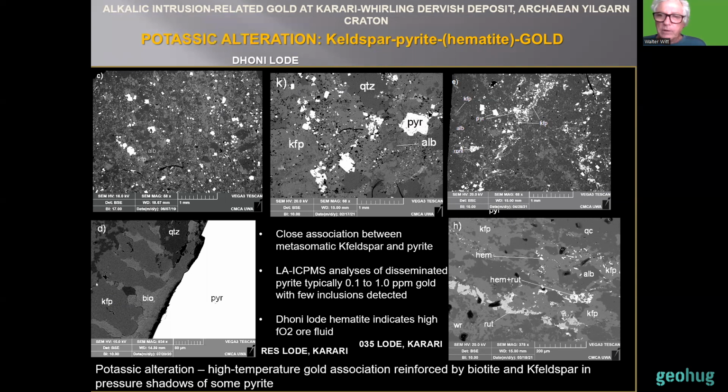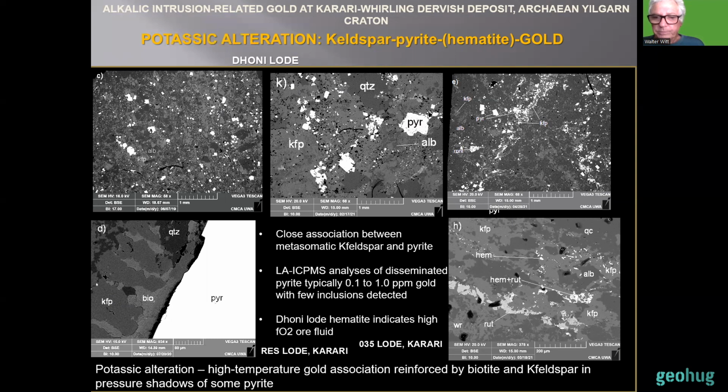The presence of columnar biotite and K feldspar in the pressure shadows of coarse-grained pyrite suggests that this was a high temperature mineralizing event. And LA-ICP-MS analyses of this sort of disseminated pyrite typically return values of 0.1 to 1 ppm of gold, with few metallic inclusions detected.